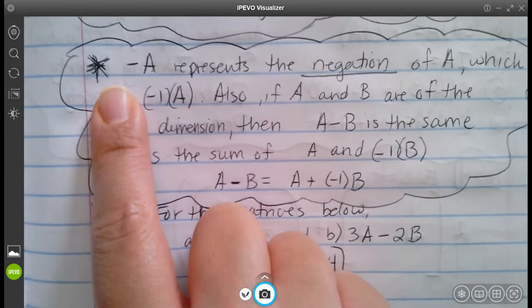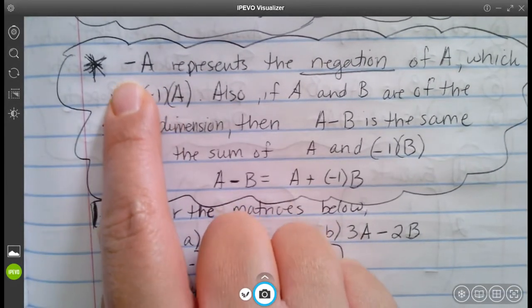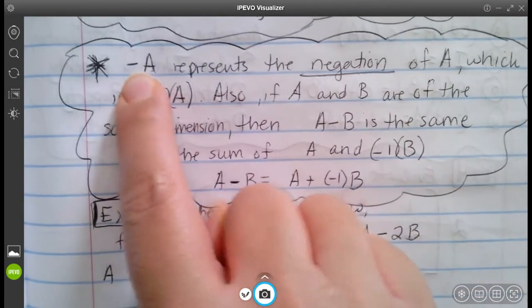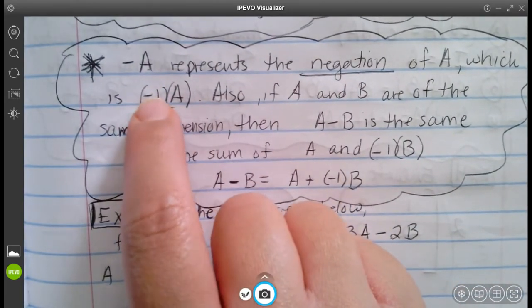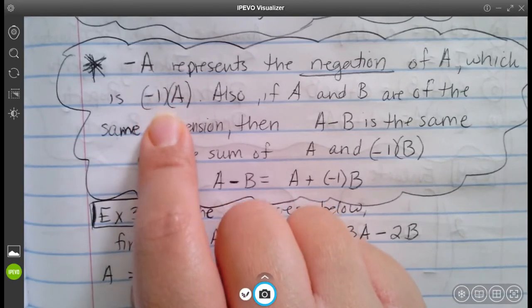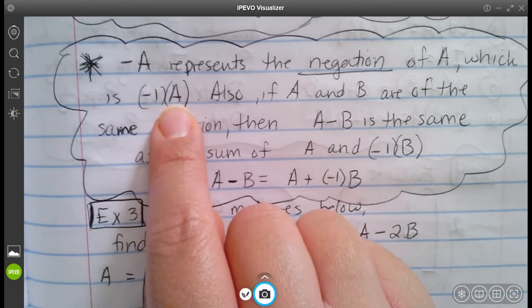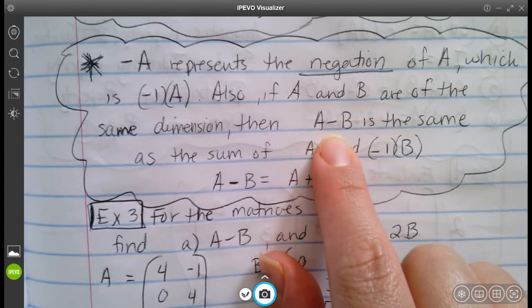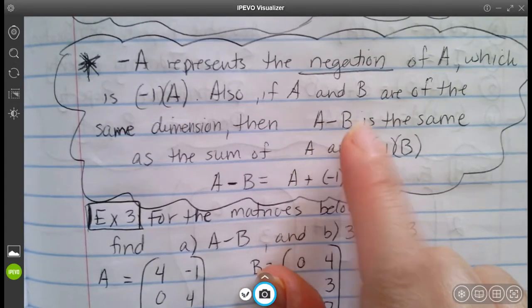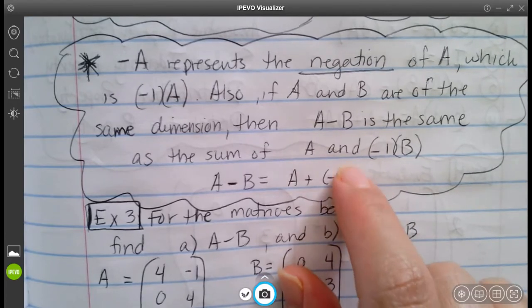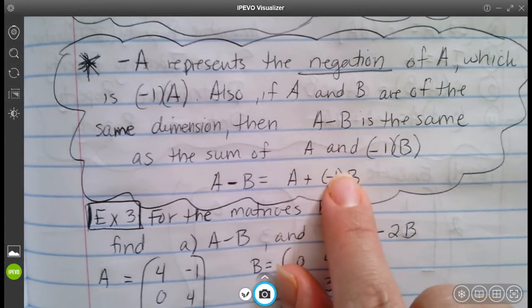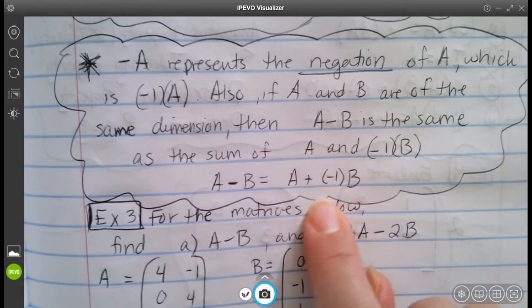So there's a special little note here that says negative A represents the negation of A. Think of the negative in front as a scalar of -1. This is the same thing. If we have matrices of the same dimension in the sense of subtraction, like A minus B, the same rules that apply for addition apply here. Basically, A minus B is the same as A plus -1 times B. So we can think of it like that as well.